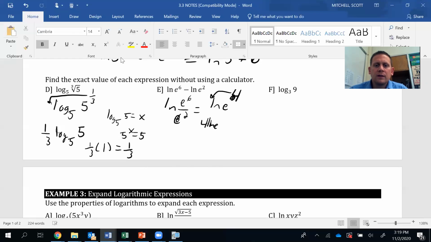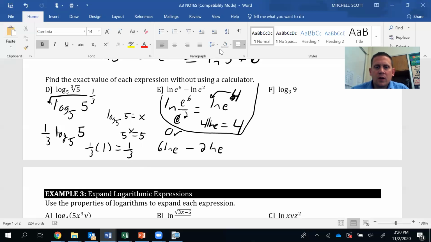Natural log of e. And then natural log of e cancels, it's just 4. You could also use the power property. Bring the 6 out front. So you could do this way, or bring the 6 out front. So you have the natural log of e minus, bring the 2 out front. Well, what happens to the natural log of e? They both cancel. So what's 6 minus 2? 4. Either way, you're getting 4.